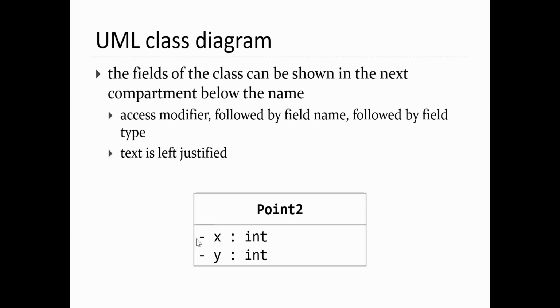The way you read the fields is, the first symbol is the access modifier. Minus means private. Then it's the name of the field. All points have an x and a y coordinate. Then there's a colon, and then you have the types of your fields. Oh wait, the type is wrong here. This should be double and double. Here I've got int and int, but it doesn't matter. So that'd be double and double.